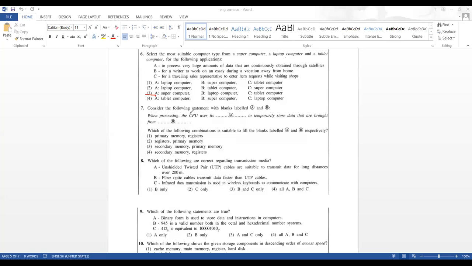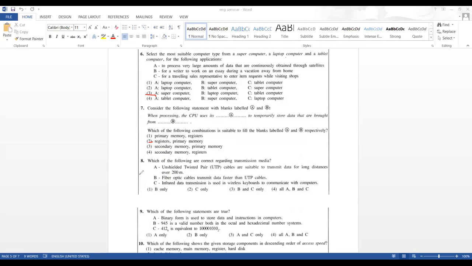Seven, consider the following statement with blanks. When processing, the CPU uses its blank to remember and store data and instructions that are brought from blank. Okay. So the CPU uses registers to temporarily store data that are brought from primary memory. Second answer should come. So next one.